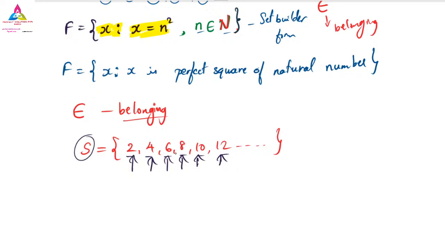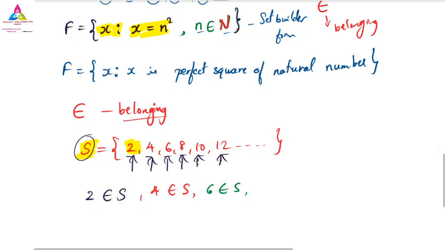So I can write that 2 belongs to S. I can write 2 belonging to S, which means this is the number 2 which is a part of the set S. Similarly, I can write 4 belongs to S. Similarly, I can write 6 belongs to S. Similarly, I can write 8 belongs to S. Similarly, I can write lots of things.